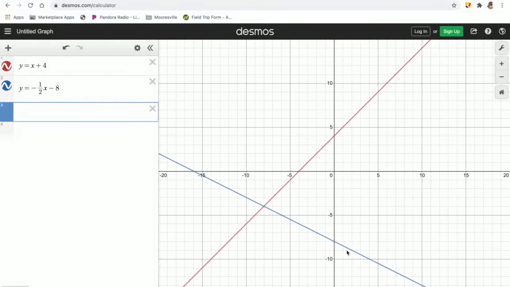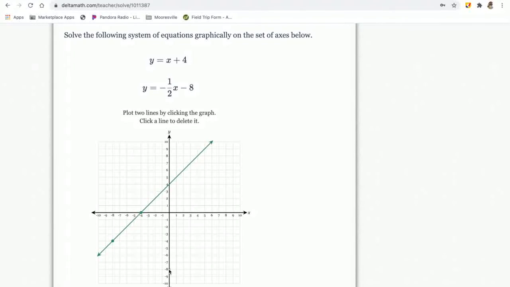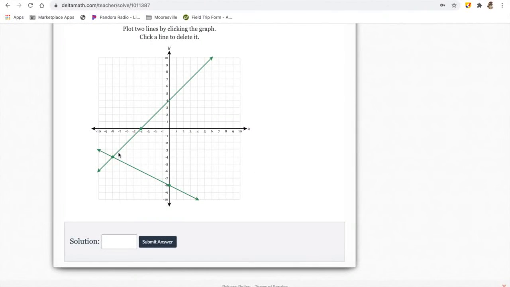It looks like that blue line crosses the red line at the point -8, -4, and it crosses the y-axis at -8. So I'm going to go back. It crosses the y-axis at -8, crosses the x-axis at -8, -4. And then my answer for this is going to be where these two lines intersect. And you can see that's this ordered pair right here. So that's the ordered pair -8, -4.